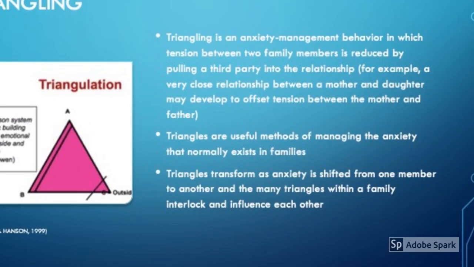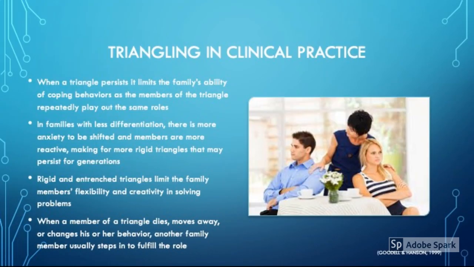Triangling is an anxiety management behavior in which tension between two family members is reduced by pulling a third party into the relationship. An example of this would be a very close relationship between a mother and daughter which may develop to offset tension between the mother and father. These are very important clues to look out for as a family nurse practitioner to be able to work closely with the family and understand the family better.